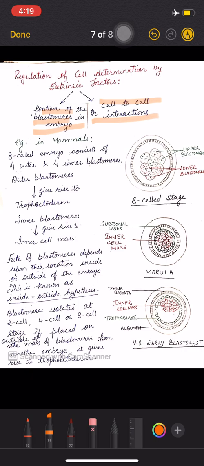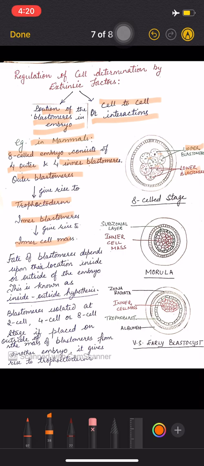So for example, if we take the example of mammals, then in mammals, if we study the 8-celled embryo stage, you can see there are two types of blastomeres, upper blastomeres and lower blastomeres. So here the position of the blastomeres will determine the fate of the cells, right? Because we are discussing the regulation of cell determination by extrinsic factors. Here we have taken the example of mammals, in which the fate of the blastomeres is determined by their position, whether they are present on the outer side or on the inner side. For example, the 8-celled embryo consists of 4 outer and 4 inner blastomeres, right? The outer blastomeres give rise to trophoectoderm, and the inner blastomeres give rise to the inner cell mass.